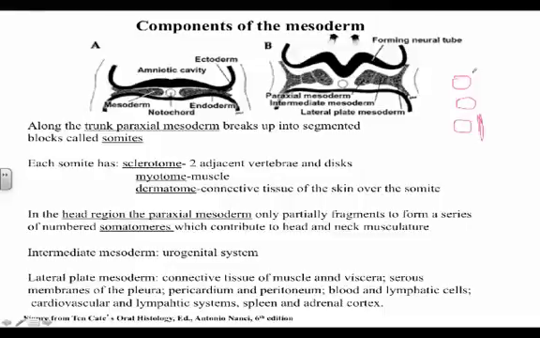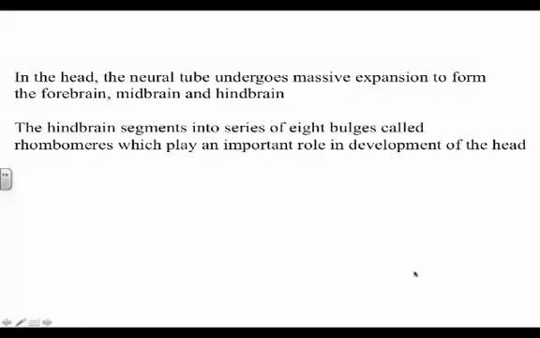In the head region, the paraxial mesoderm becomes the musculature of the head and neck. Maybe I should isolate this down for you. The intermediate mesoderm, urogenital system. Lateral plate mesoderm can become the viscera, the pericardium, peritoneum, blood, lymph, heart, and various other organs. In the head, that neural tube will expand and form the forebrain, midbrain, and hindbrain.